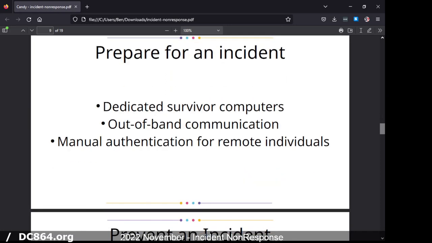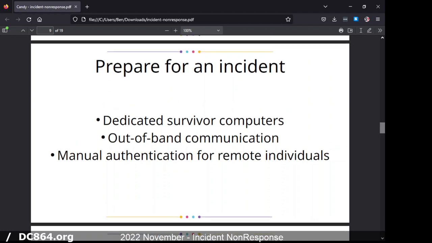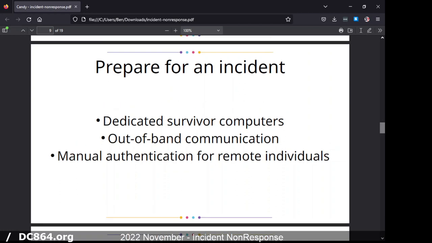Next slide. So when you're preparing for an incident, if your core business relies on a single communication, like HTTP, just something very basic, but you cannot complete any of your business without that, and you decide that I'm not going to have any backup systems, and you are totally encrypted by ransomware, you have made a poor decision. Have dedicated survivor computers if everything relies on a single system. That way you can come back and start business again right away. This kind of goes into disaster recovery and business continuity.